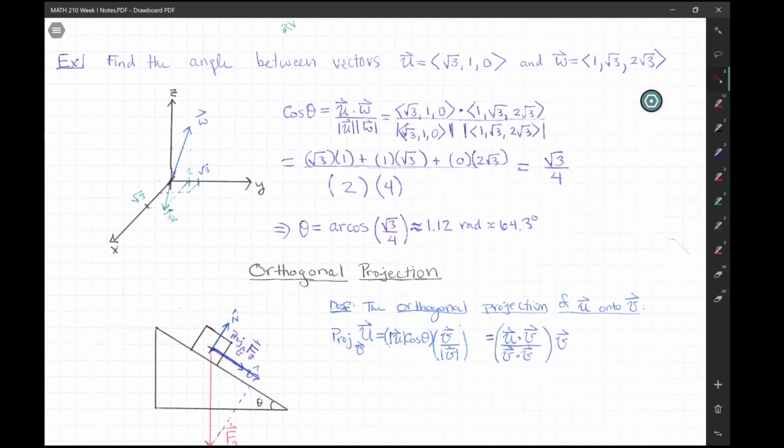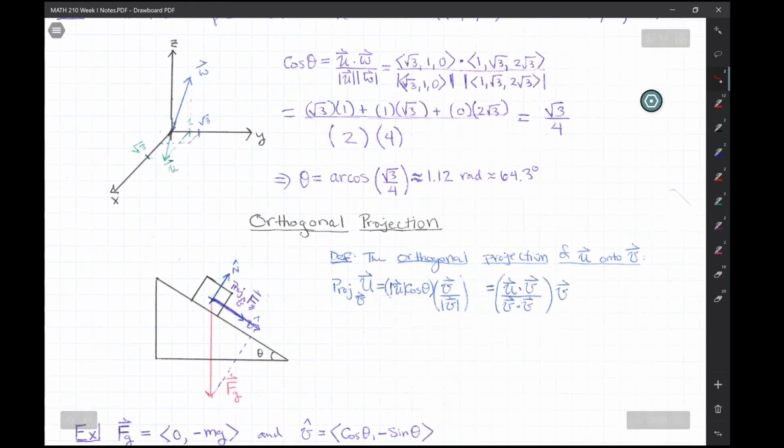But what if you want to turn the shadow that one vector would leave on the other into a vector? Okay, that's where you need the orthogonal projection. It's called the orthogonal projection. So the orthogonal projection of u onto v is given by this formula that you see.